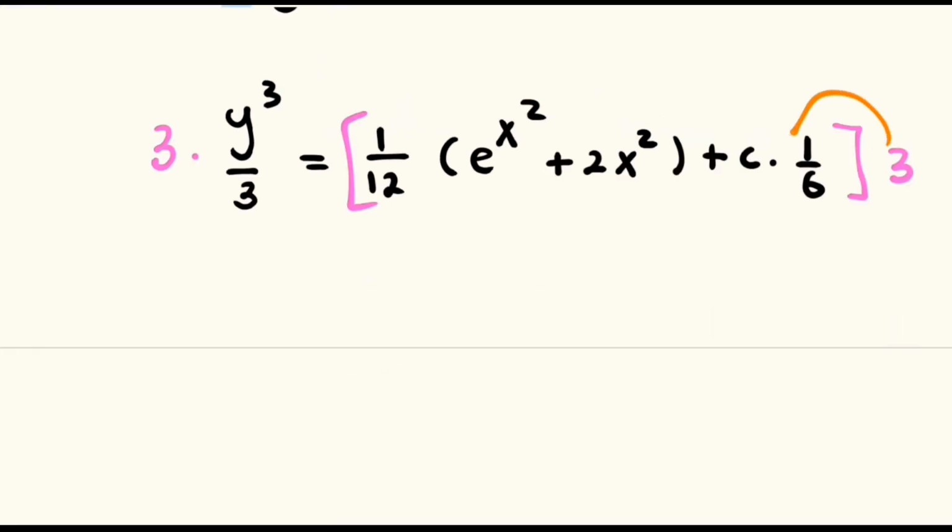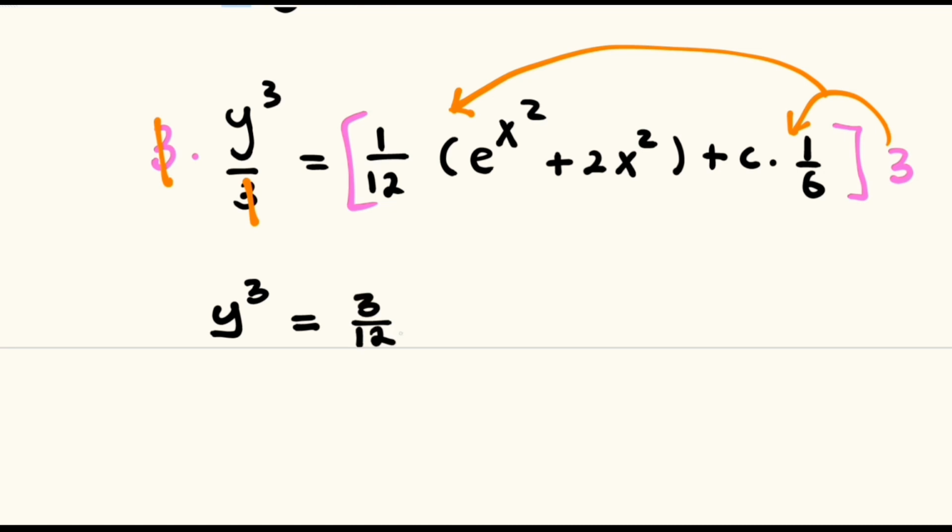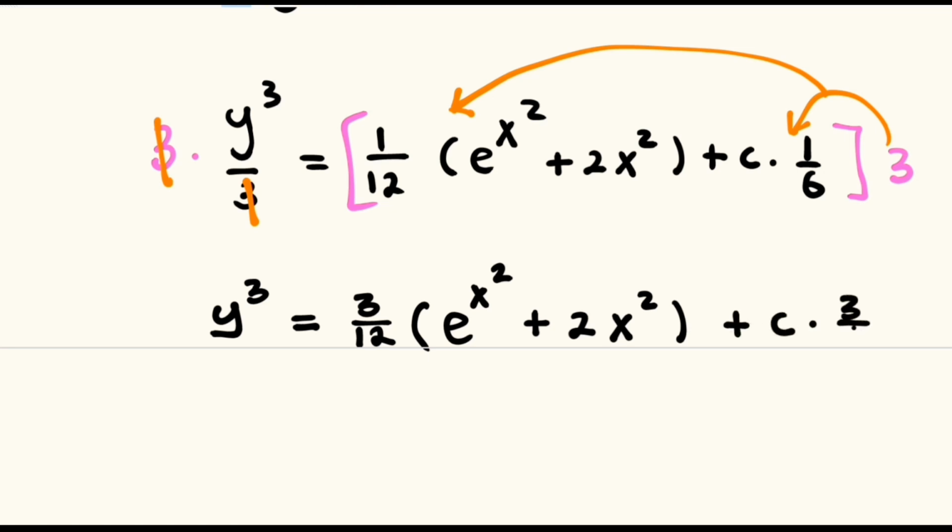From here we distribute the 3 inside the parentheses, and that 3 will cancel out, and y to the power 3 will be equal to 3 divided by 12 into e raised to the power x squared plus 2x squared plus c multiplied by 3 divided by 6, and we let c1 be equal to c multiplied by 3 divided by 6.